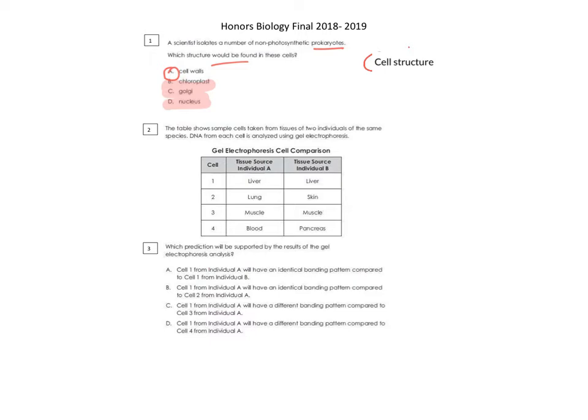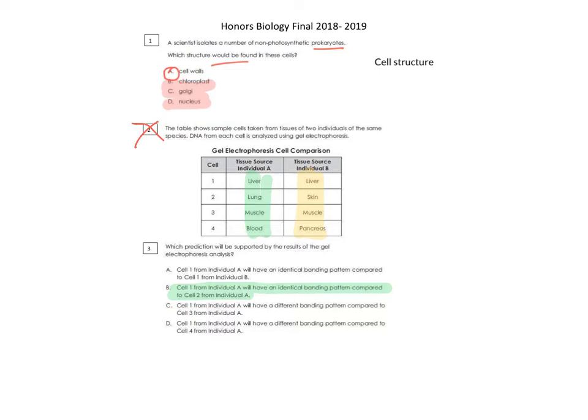All right. Again, there was a mistake with number 2. Unfortunately, there was no question there. Things got jumbled up. But 3, which prediction would be supported by the results of gel electrophoresis? Well, the answer is that cell 1 from individual A will have the identical banding pattern compared to cell 2 from individual A. In fact, all the cell samples from individual A will have the same banding pattern, and all the cell samples from individual B will have the same banding pattern.